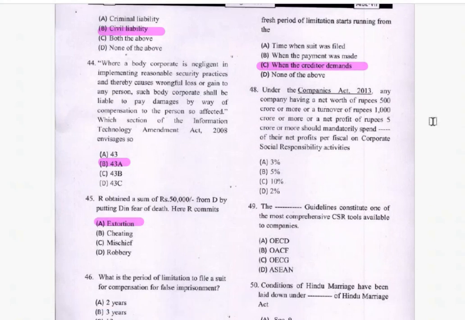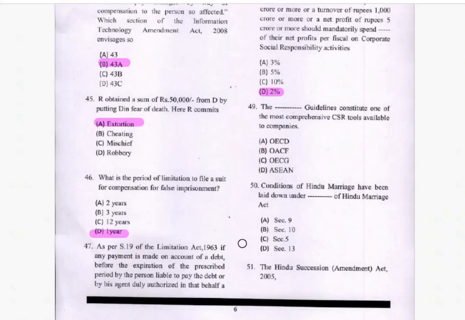Under the Companies Act 2013, any company having a net worth of rupees 500 crore or more, or a turnover of 1000 crore or more, or a net profit of rupees 5 crore or more, should mandatorily spend dash of their net profits as fiscal on corporate social responsibility activities, and that is 2%. The dash guidelines constitute one of the most comprehensive CSR tools available to the companies. OECD.